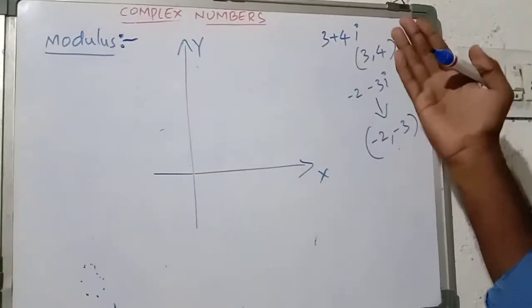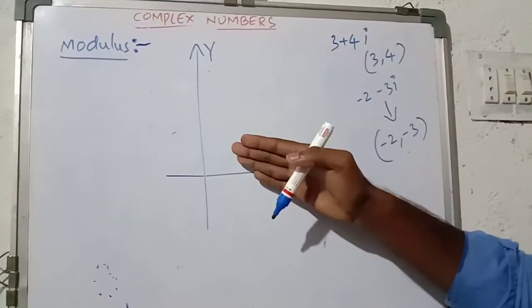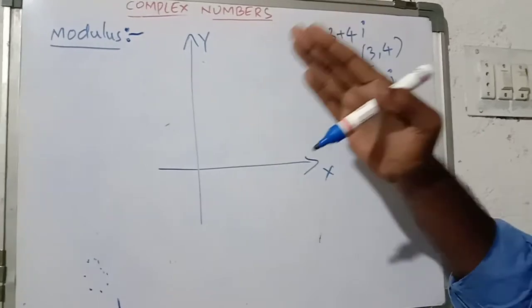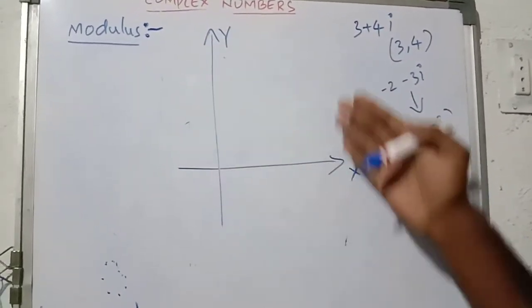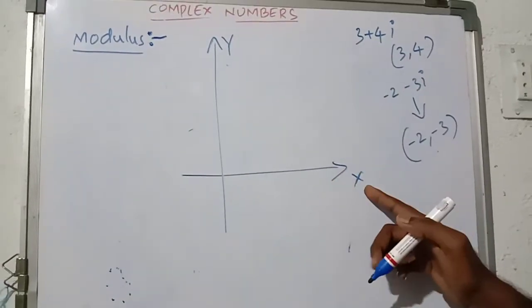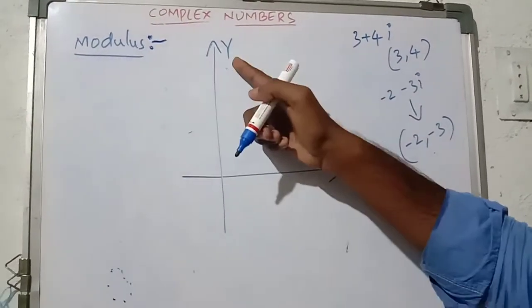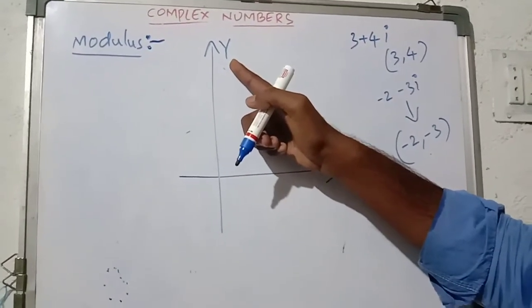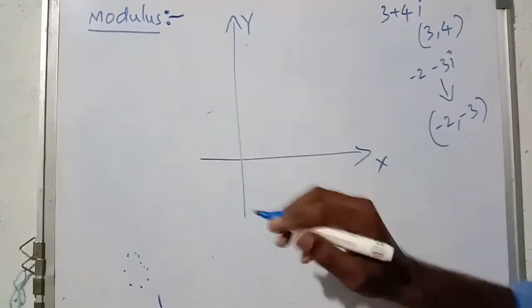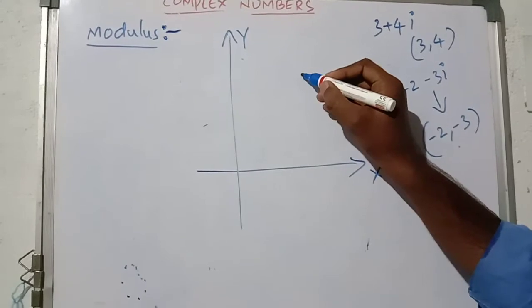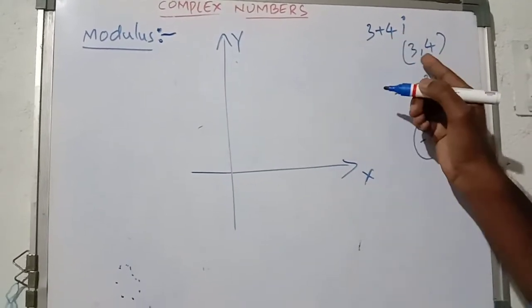So if we represent complex numbers in graphical view, the plane used to represent them is called the Argand plane. The x-axis is the real axis, the y-axis is the imaginary axis. So modulus means, for example, 3 plus 4i is 3 comma 4.